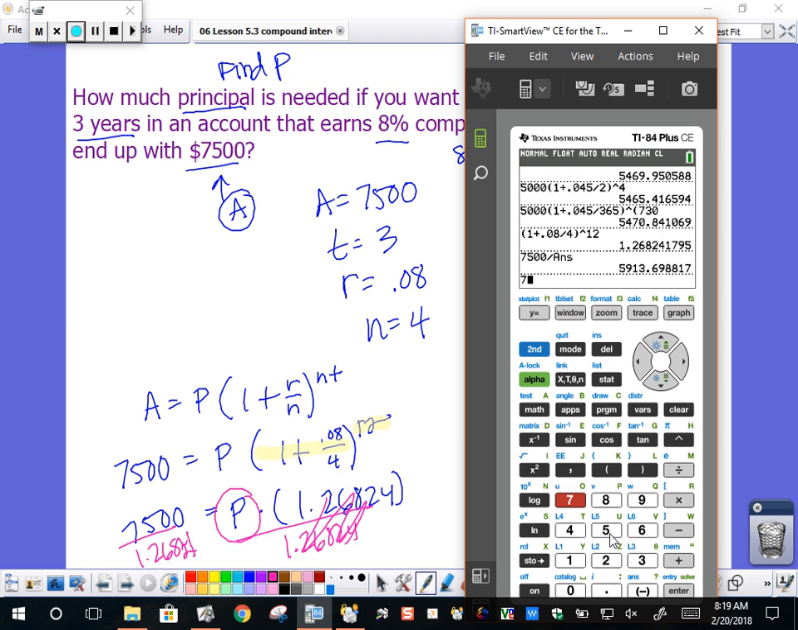Okay, if you type it in with the rounded answer, you're going to have 7,500 divided by 1.26824. Okay, it's pretty close to the same answer. It's off by a penny, maybe 2 cents. Okay, so it's better to divide it by the previous answer. You get a more exact answer. So the answer would be $5,913 and then 70 cents. Okay, if you did it this way, you'd have 71 cents. Okay, so it's really close. I'll give you credit for either one, but just know that this one up here is the more accurate answer, the first one.